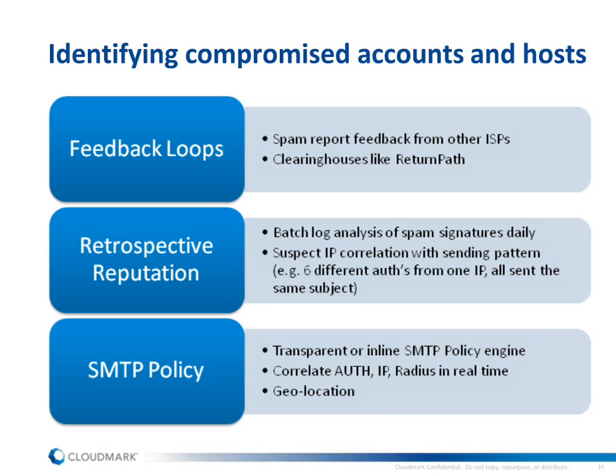Feedback clearinghouses like ReturnPath can help simplify and broaden them. If you use signature-based anti-spam, logging the signatures of outbound messages and then post-processing them to see which ones are spam is also another signal to help identify compromised accounts. An SMTP policy engine in the outbound MTA is the best way to identify them in real time. The sender's auth account, IP, geo-IP location, and radius information can be fused together in policy to take action on messages before they leave your network.